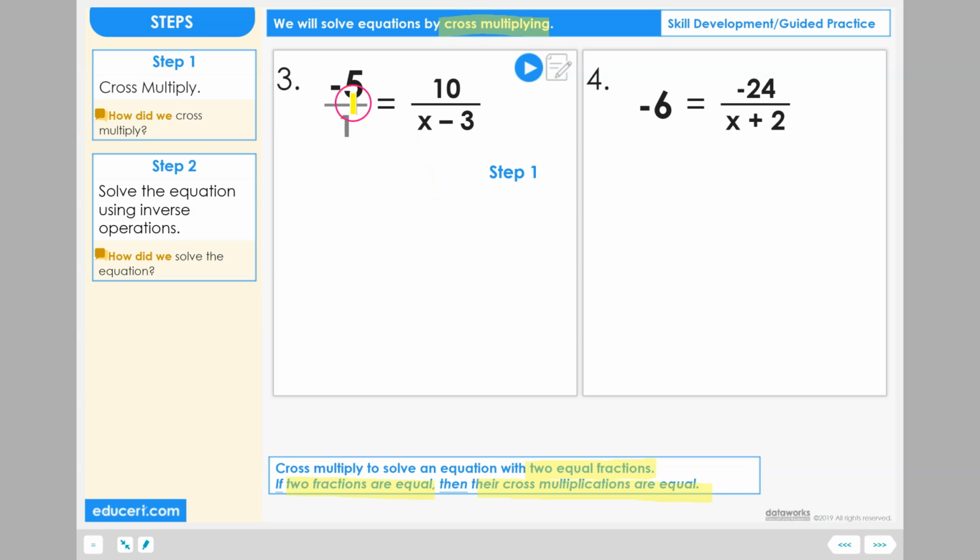move this up a little bit. Now it looks like two equal fractions. So we need to cross-multiply by multiplying the numerator of one fraction and the denominator of the other fraction. -5 times the whole quantity x minus 3.